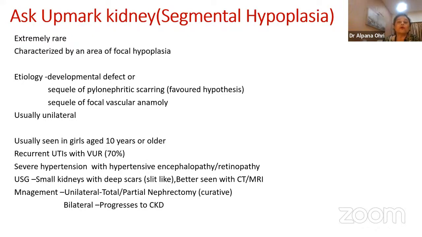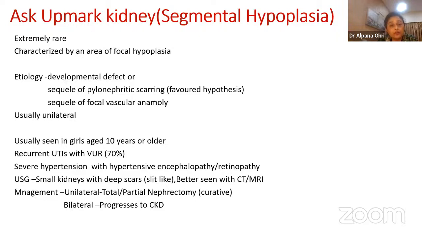Another condition of primary renal hypoplasia, which is very rare, extremely rare, but it is worth mentioning, is something which is called Ask-Upmark kidney. It is characterized by areas of focal hypoplasia. It was thought to be a developmental defect, but most of the literature now favors that actually it's due to pyelonephritic scarring or sequelae of focal vascular anomaly.